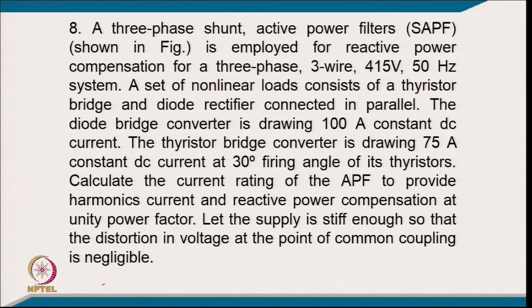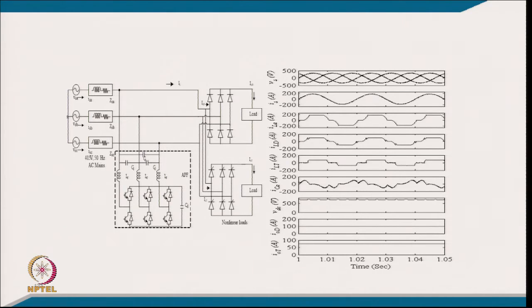Calculate the current rating of the active power filter to provide harmonic current and reactive power compensation at unity power factor. Let the supply be stiff enough so that the distortion in the voltage at the point of common coupling is negligible. This is the system: a composite load consisting of a diode rectifier and thyristor converter, and we are using a 3-phase active filter at the point of common coupling. After making the model, these are typical waveforms of the 3-phase grid voltage, the load current, the supply current, then the 3-phase load current, then a 1-phase current of the active filter, then the DC link voltage, and of course, the DC side currents of the diode rectifier and thyristor converter.